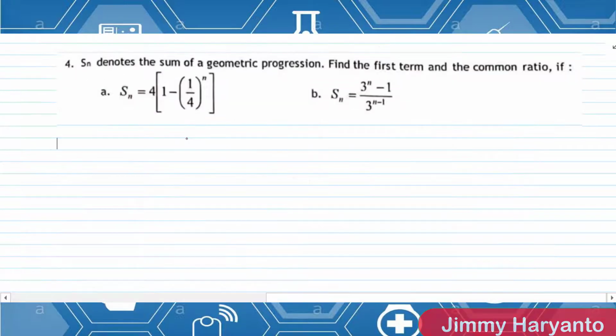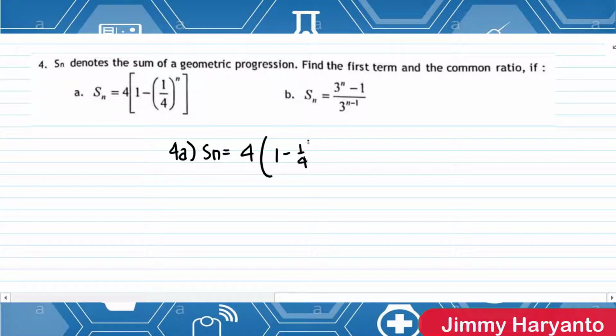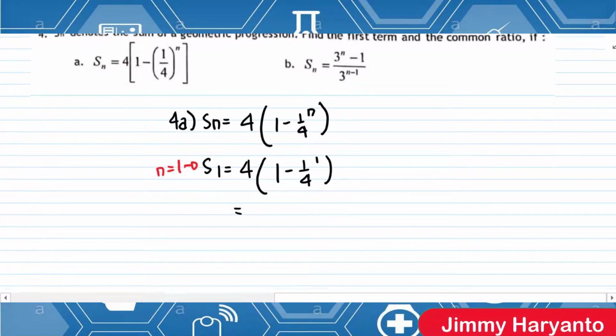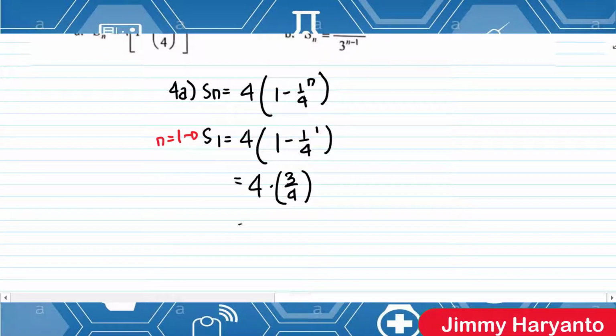Okay, next, number 4. For number 4, it's only 4a. Sn denotes the sum of geometric progressions. Find the first term and the common ratio. For number 4a, Sn equals 4 in bracket 1 minus 1 over 4 to the power of n. To find S1, I will put n equals to 1. S1 equals 4 times 1 minus 1 over 4 to the power of 1. So the result will be 4 times 3 over 4. 1 minus 1 over 4 equals 3 over 4, so S1 equals 3.